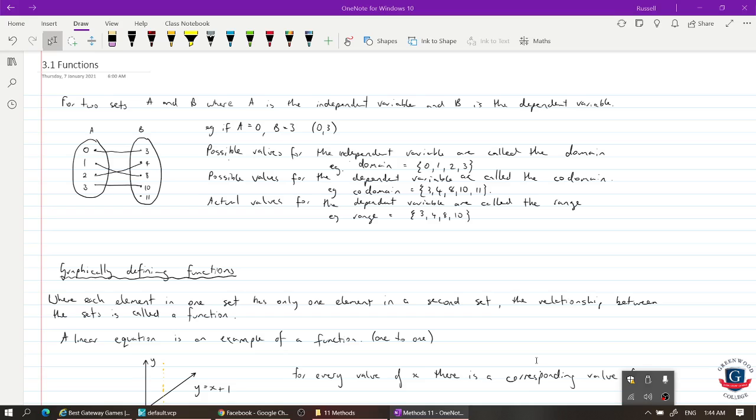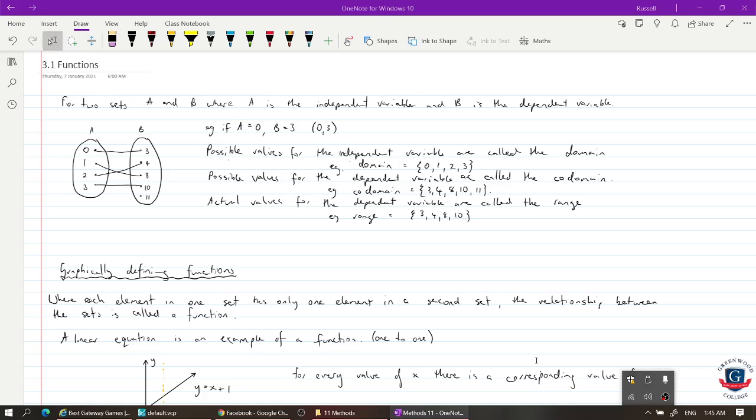The domain are all values that the independent variable can take on. So if we had a function a, it's possible to take on the values 0, 1, 2, and 3. If there was a related variable, b, one that had a relationship with a, when a is 0, in this case b could be 3. When a is 1, b can be 8. When a is 2, b is 4, and when a is 3, b is 10.